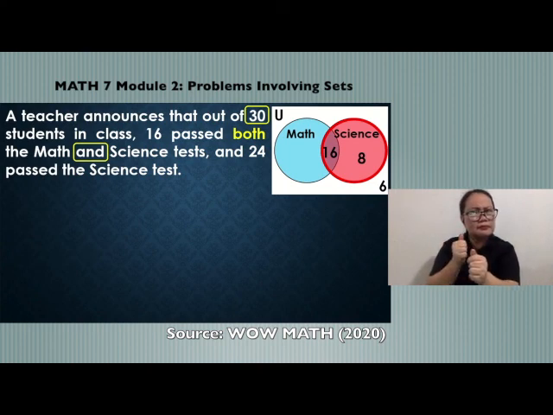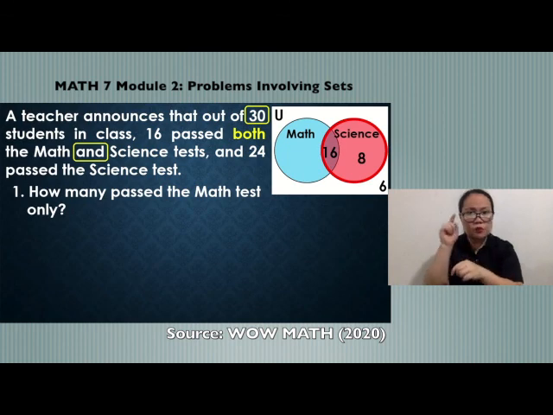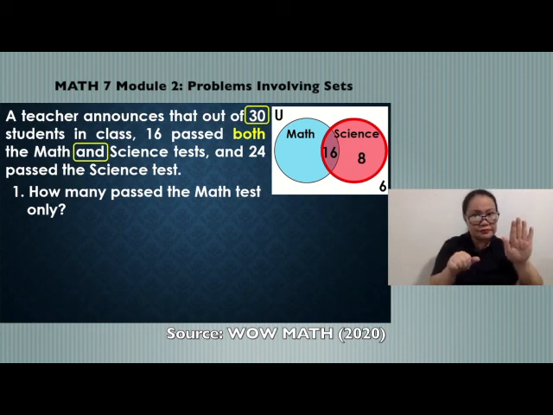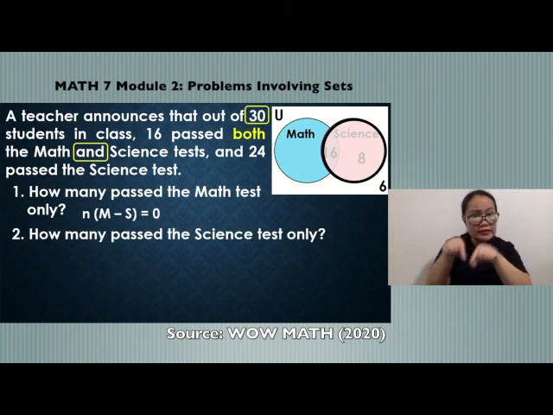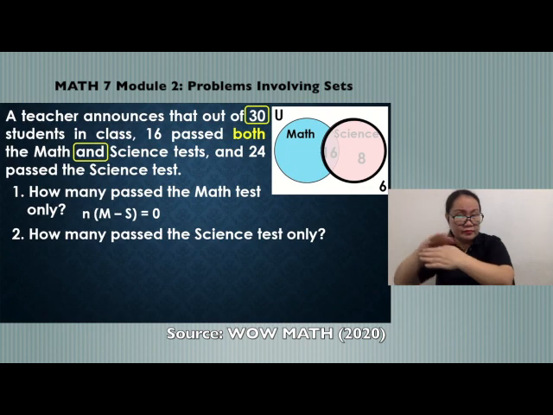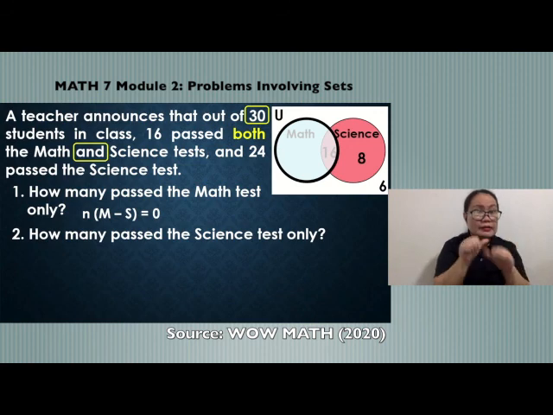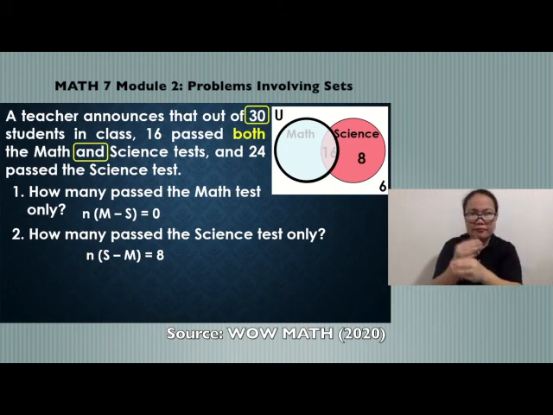So, we will answer the questions. Number 1, how many passed the math test only? Since we have here the word only, that means no science. So, we cover science. How many passed math? So, that is 0. Now, since it is only, that is difference. Okay? Next, how many passed the science test only? So, science test now. So, we cover math. Okay? So, we have the cardinality of science minus math, that is 8. So, we will not include the elements in math. Okay? Because it says science only.